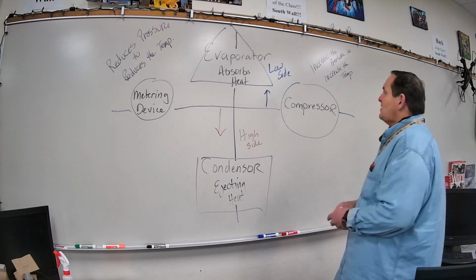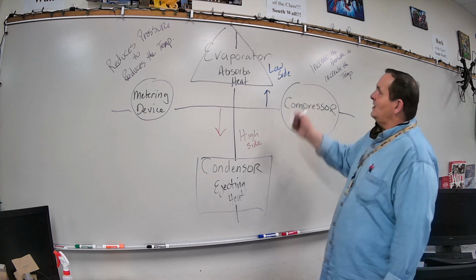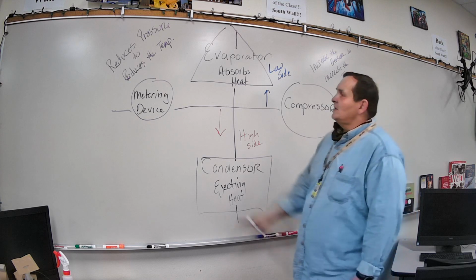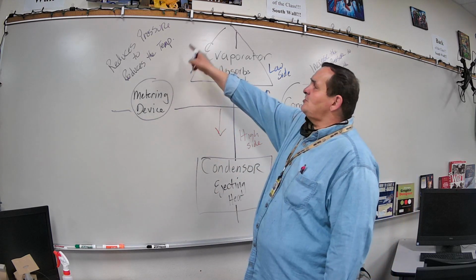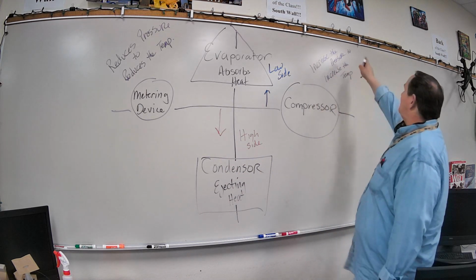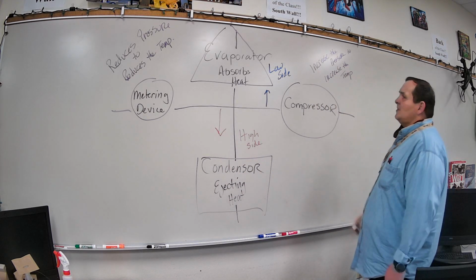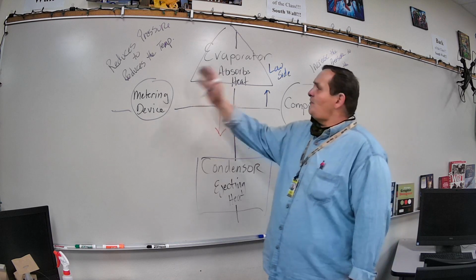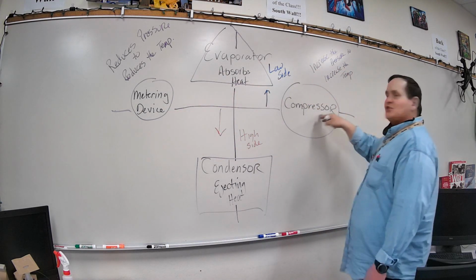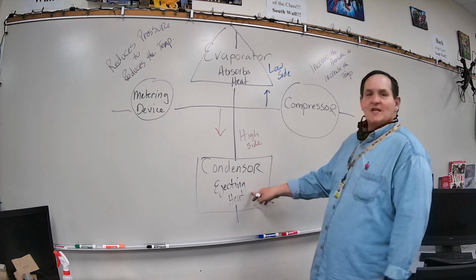Okay? So, again, the evaporator absorbs heat, the condenser ejects heat. The metering device reduces pressure to reduce the temperature. The compressor increases the pressure to increase the temperature. Again, we're conditioning the refrigerant so we can either absorb heat or we're conditioning the refrigerant so we can eject heat.